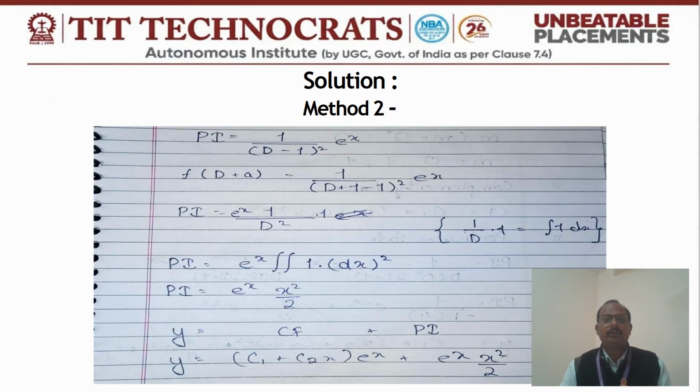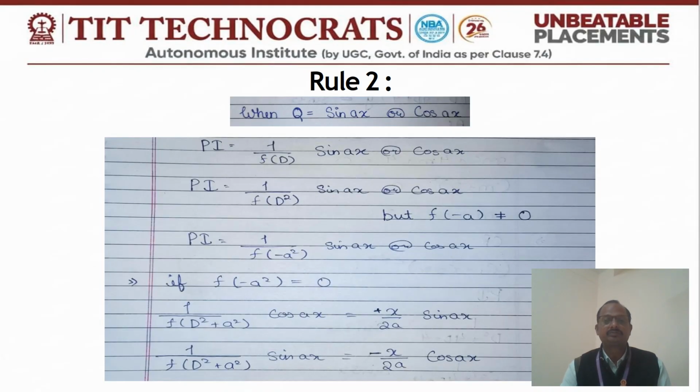So PI is equal to 1 by (D minus 1) square, f of D plus a is equal to, and so on. By following this process, finally you will get the PI, that is e to the power x times x square by 2. So y is equal to CF plus PI. You can write the answer separately, the value of CF plus value of PI.